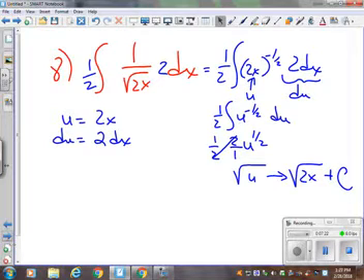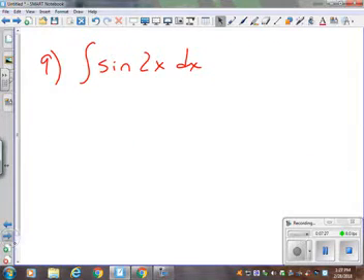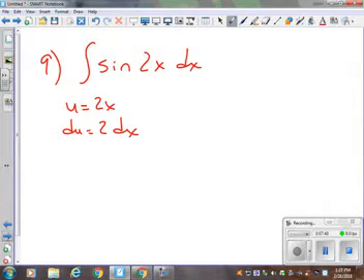All right, next one. Let's look at a trig example. It's always important to look at a trig example because we have a lot of problems that deal with trig. And as always, trig always has an inside. So that's pretty obvious that this u is 2x, and du again is 2 dx. Do I have a lonesome 2 floating around somewhere in the problem? No. I've got to put a half in front.